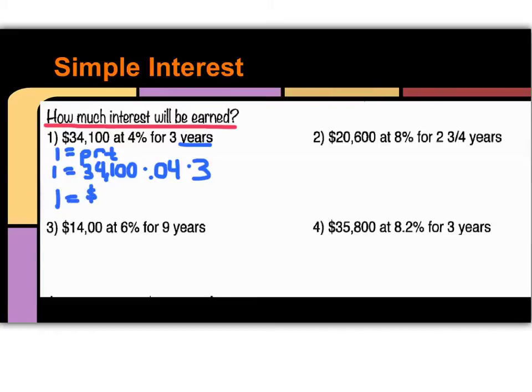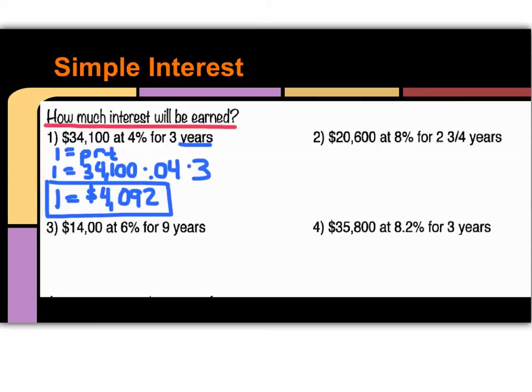and this is money, $4,092. So if I took out a $34,100 loan, I would have to pay that back, and I'd have to pay $4,092 in interest back. So I'd have to pay both of those amounts back in order to be okay with who I borrowed the money from. Let's try another one.